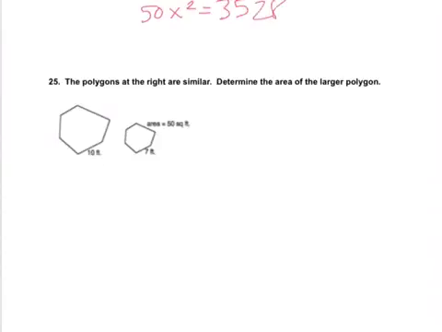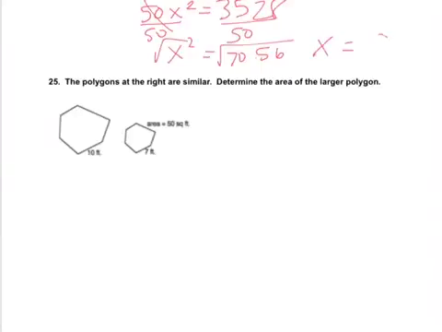3,528. Then when you divide by 50, you get 70.56. And then you have to take the square root of 70.56 to get x alone. When you do that, x equals 8.4.